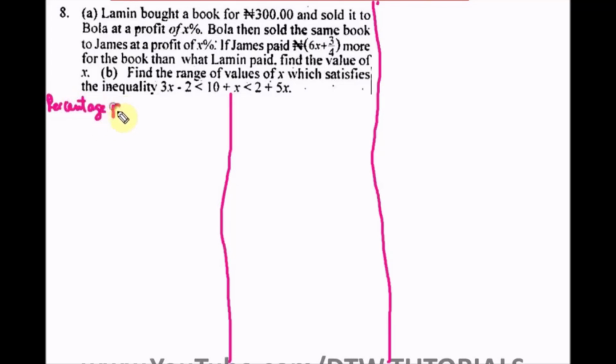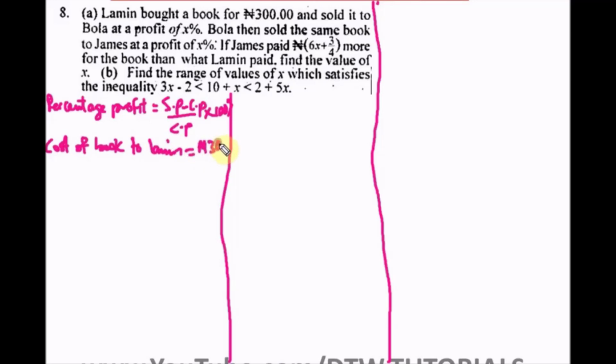It's always good to state your formulas. The formula for finding your percentage profit is equal to your selling price minus your cost price, divided by the cost price, times 100%, since we're referring to percentage profit. This is not loss. So from here, Lamin bought the book for 300 naira. So write down: cost of book to Lamin is 300 naira.